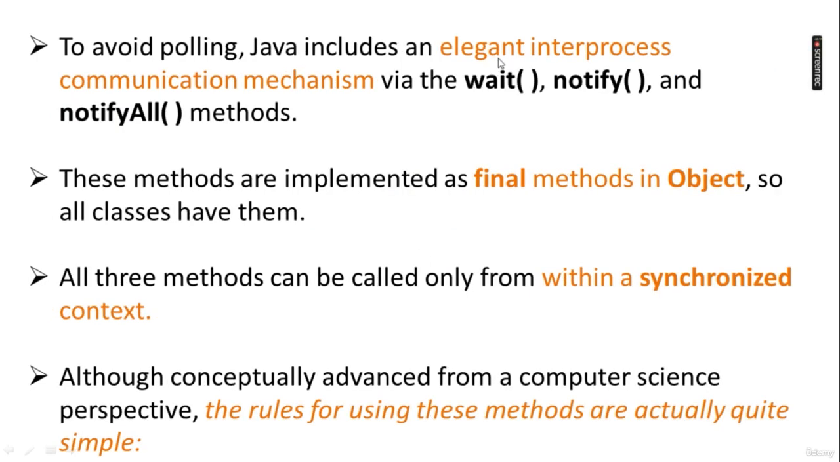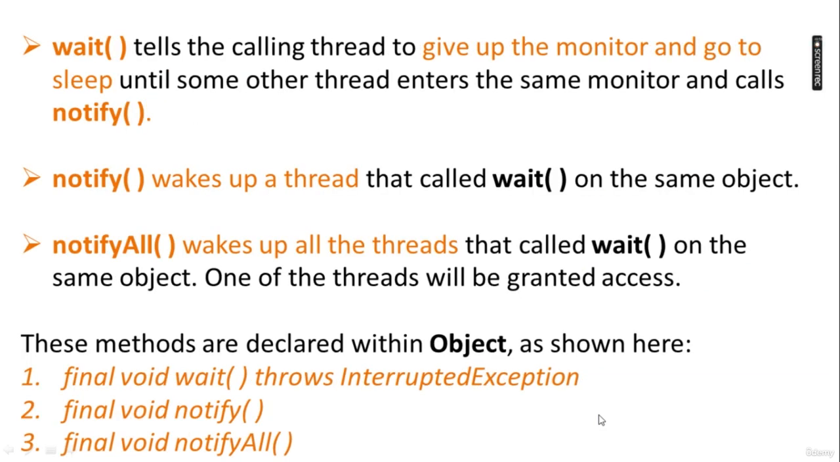To avoid polling, Java provides an elegant interprocess communication mechanism through the wait, notify, and notifyAll methods. All these methods are implemented as final methods in Object, so all classes have them. All three methods can be called only from within a synchronized context. Although conceptually advanced from the computer science perspective, the rules for using these methods are actually quite simple. So what is the rule? Those are final methods, and those can be called only from within a synchronized context.